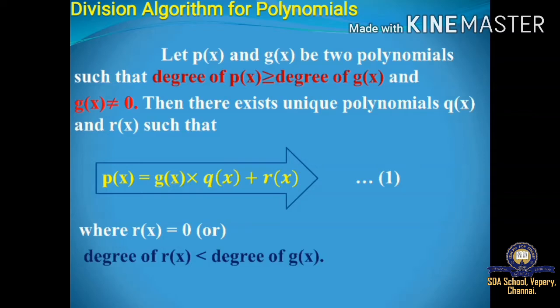Got it, students? This is basically as we did for division of numbers. What did we do? We did dividend equals divisor into quotient plus remainder. Am I right? So this is the same way they are doing the division algorithm for polynomials. And r of x equals 0, or the degree of r of x must be less than the degree of g of x. Got it, students? Now let us understand this better with the exercise problems.